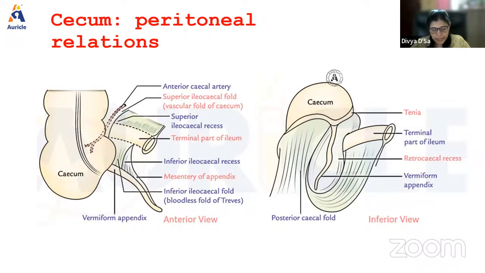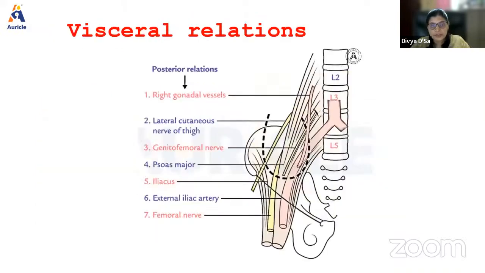Nerve supply is derived from the superior mesenteric plexus. The preganglionic sympathetic fibers come from T10 to L1. The parasympathetic fibers are derived from the vagus. So these are the things which we should know.